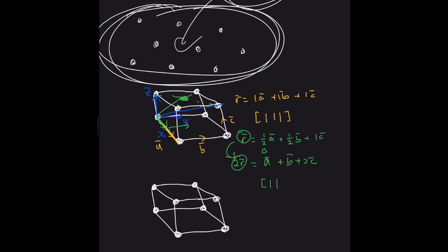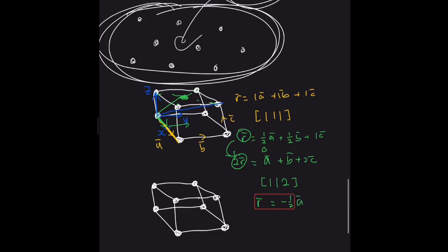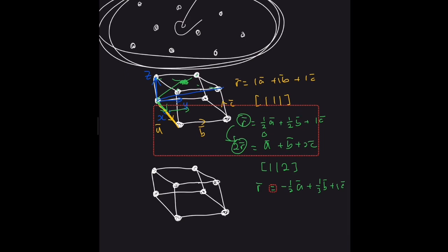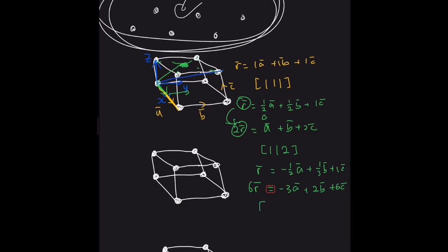and 2C. Now, what if our r equals negative half A plus 1/3 B plus 1C? In that case, we just have to multiply both sides by 6. That will give us 6r equals negative 3a plus 2b plus 6c. And the notation will simply be 3 bar, that is negative 3, 2, 6.